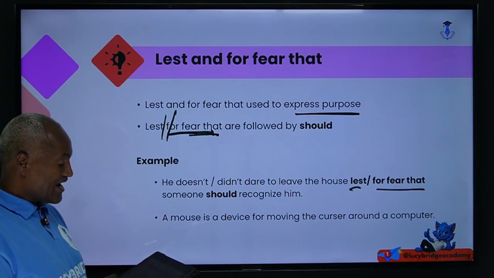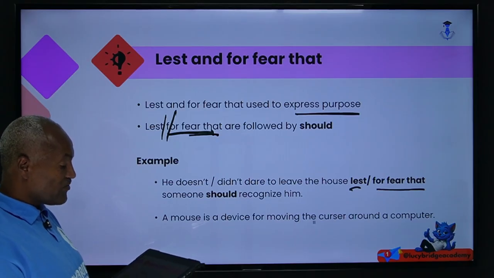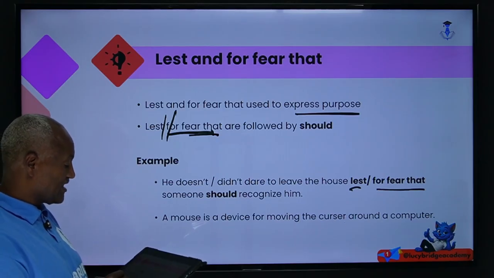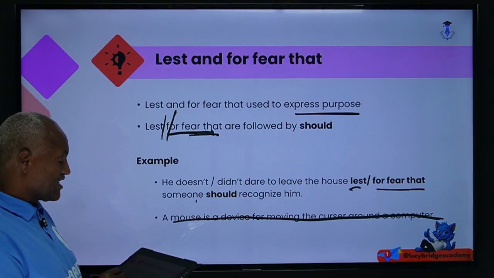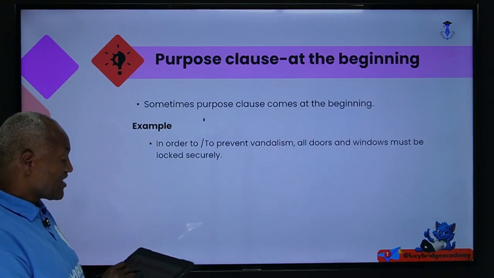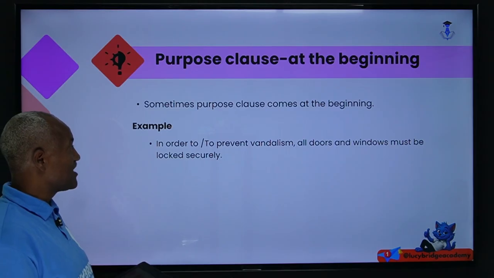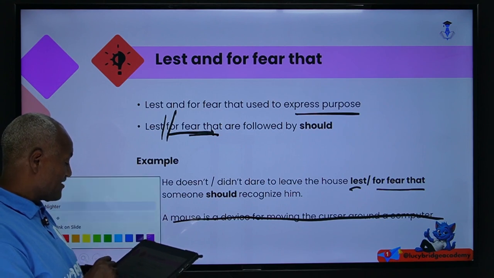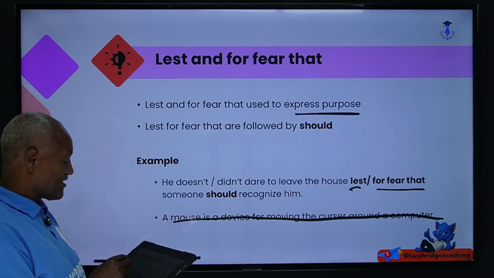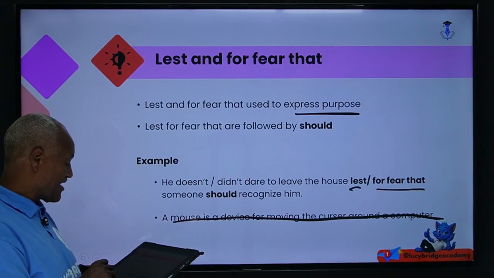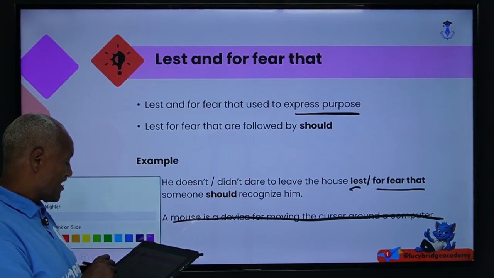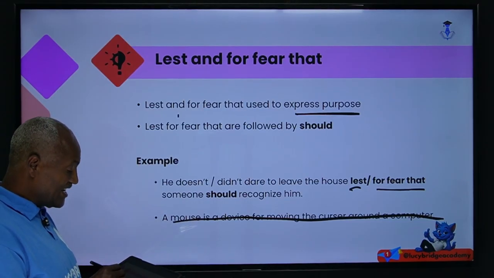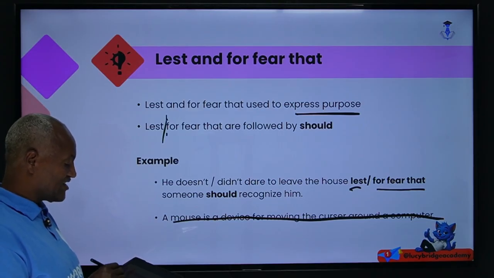Have you seen? And again, "a mouse is a device for moving the cursor, and a computer", this is totally wrong. You can see this one. Sometimes the purpose clause comes at the beginning, and don't forget that we use it like this to make it clear for you. Look here, lest or for fear that are followed by should.